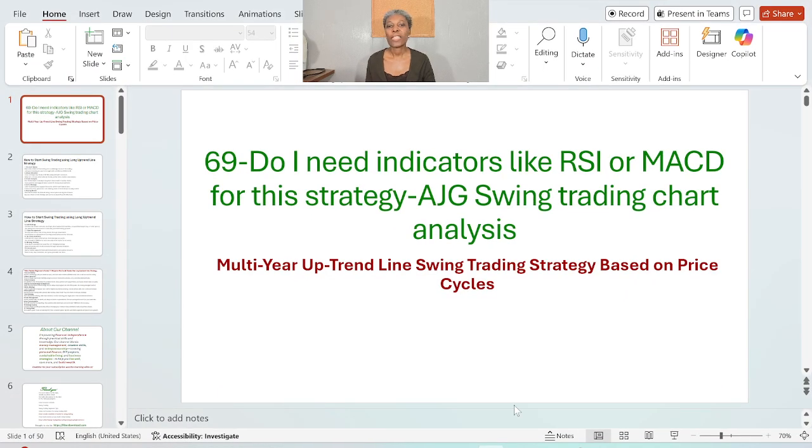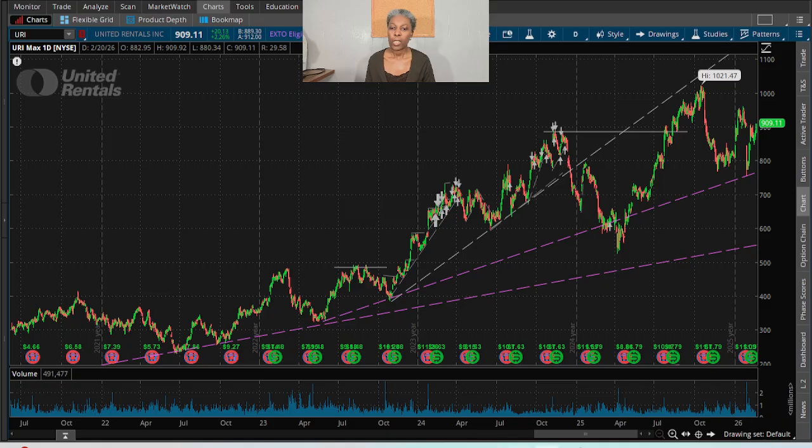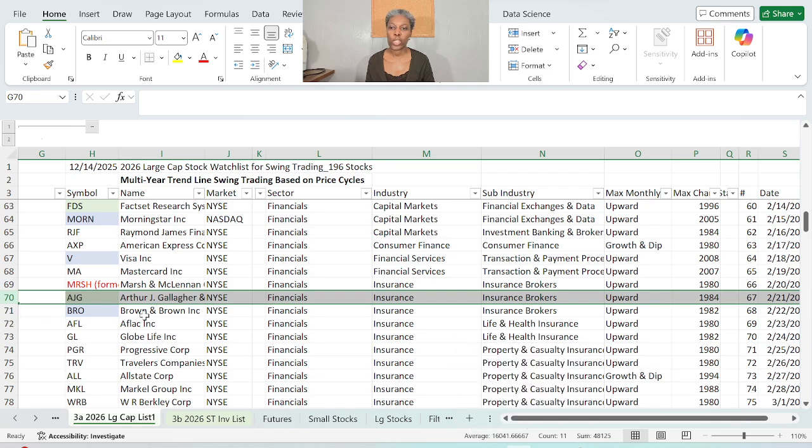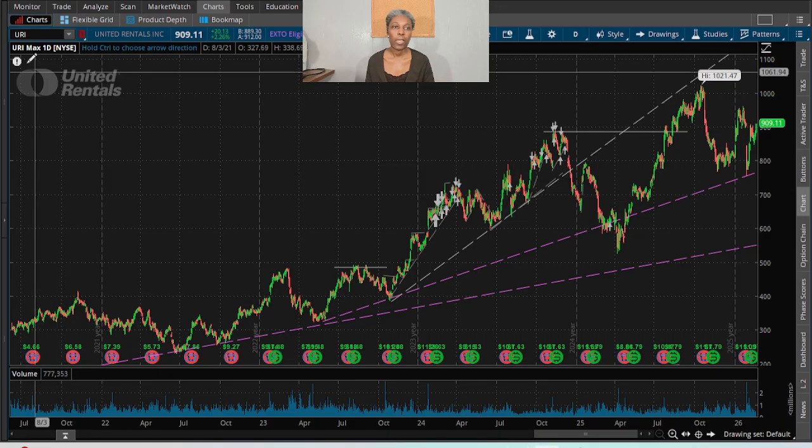Hello, do I need indicators like RSI or MACD for this swing trading strategy? No, you don't. At least I don't use those types of indicators when I'm swing trading. Today we are going to analyze AJG as of today, February 21, 2026, and we can use AJG as an example.